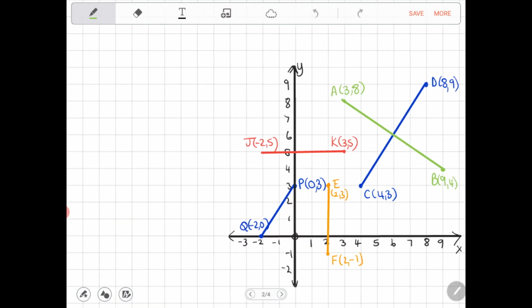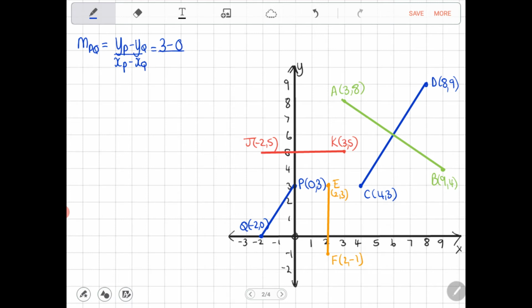So now I've got a whole lot of lines here, and we're just going to look at finding the gradients of these lines. So let's start with the two blue lines. Okay, so we're going to try find the gradient of PQ, and we're going to use our formula instead of counting. We could count it, but we're not going to. We're going to use the y at P minus the y at Q over the x at P minus the x at Q. All right, so P is 0, 3. So the y at P will be a 3. And the y at Q would be a 0.